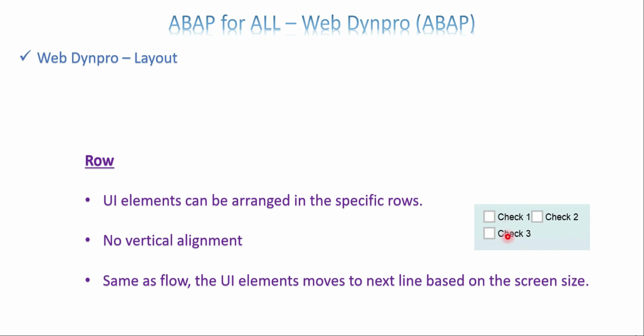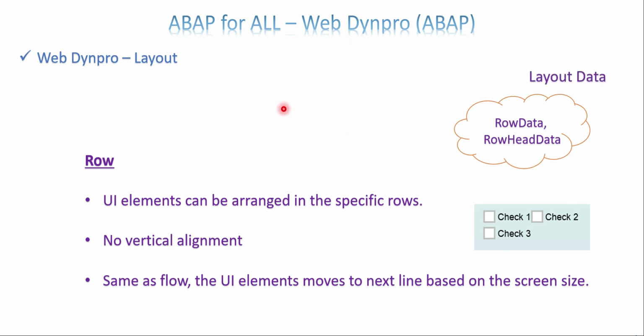Three checkboxes: I'm keeping two UI components in the first line and the third component in the second line. As I mentioned, we have two terminologies, layout and layout data. So this is layout data. Layout data is not applicable for all layouts.